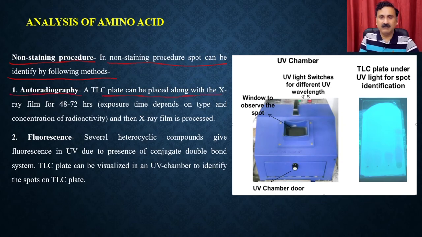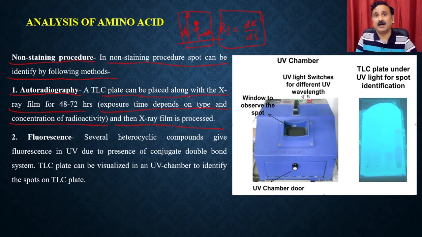A TLC plate can be placed along with the X-ray film for 48 to 72 hours. Exposure time depends on the concentration of the radioactivity, and then the X-ray film is processed. So you can have radioactive amino acids that are exposed to the X-ray film, and it is going to give you the spot on the X-ray film. Then you can do all the calculations from this spot, like the DX and DS, and that's how you get the RF value. That RF value you can use for identification of that particular unknown spot.